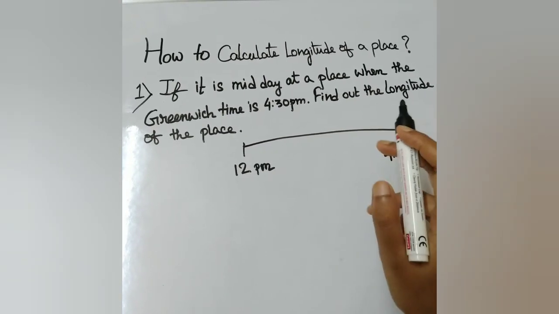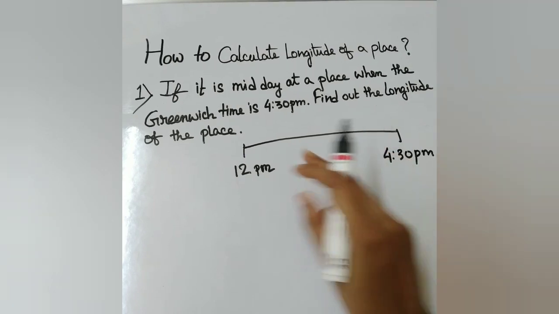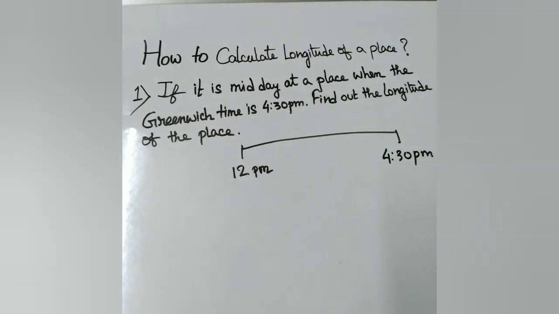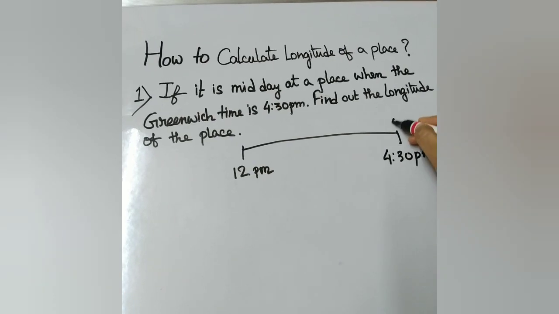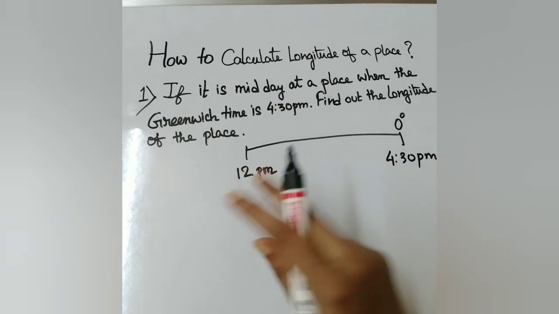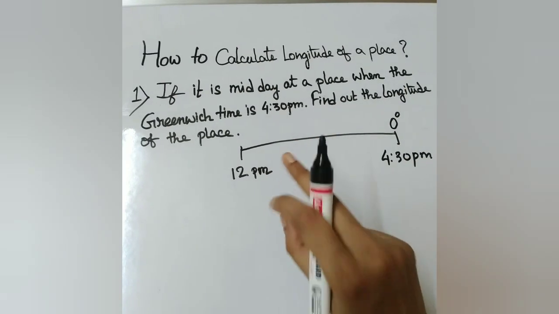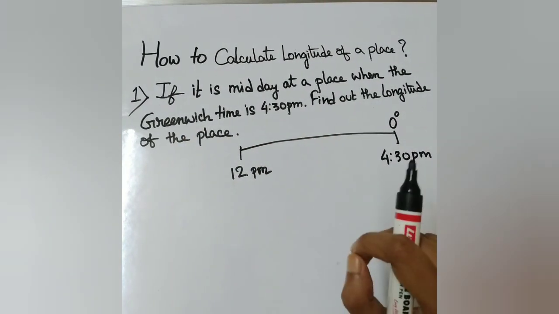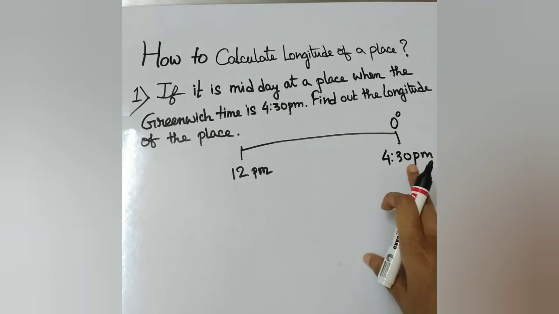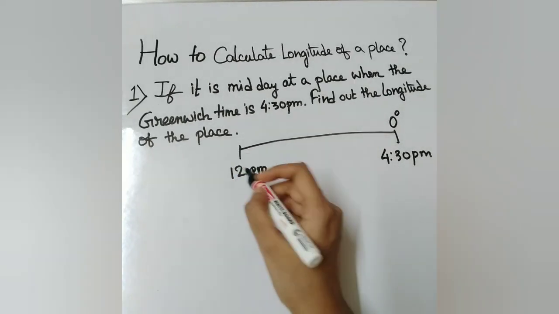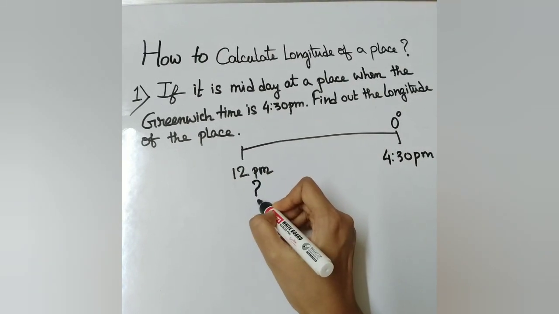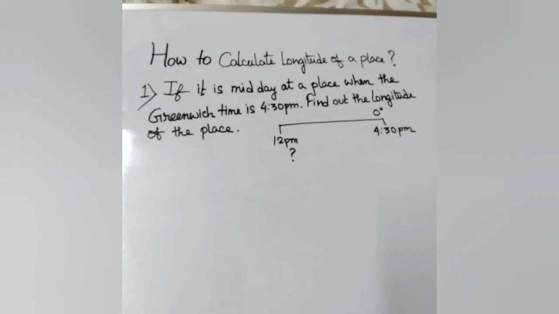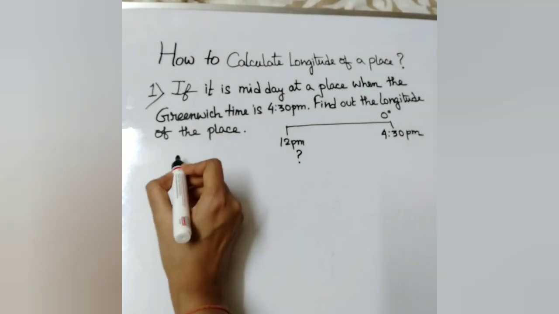Now you can see that Greenwich is mentioned here. That means 4:30 p.m. is at 0 degree. No longitude is given in this question, but you have to remember that Greenwich is at 0 degree and the time is showing 4:30 p.m. Now we are going to identify the 12 p.m. place's longitude.